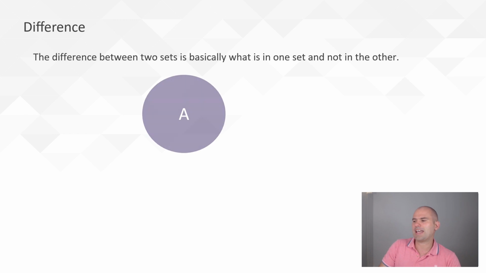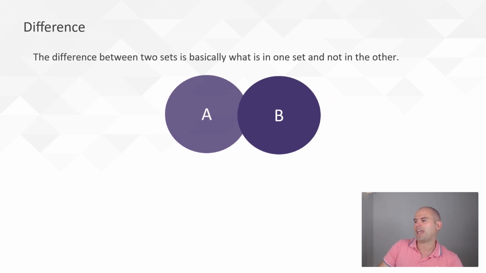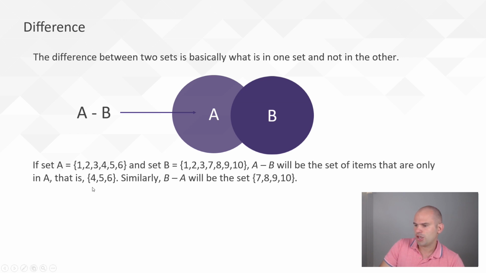Next we have difference. The difference in sets is basically what's in one set and not another. So if you think of the difference like A minus B or A difference B, it is things that are in A but not in B. So we have to get rid of A intersection B essentially. That is the difference. So again, same example, 1, 2, 3, 4, 5, 6, 1, 2, 3, 7, 8, 9, 10. A minus B are things that are only in A and not in B, which is 4, 5, and 6. So B minus A would be things that are only in B, not in A, and that would have been 7, 8, 9, 10.